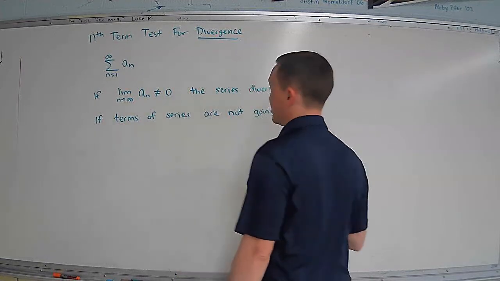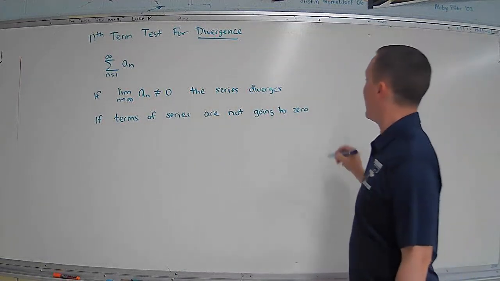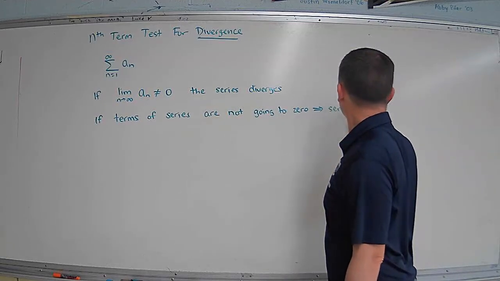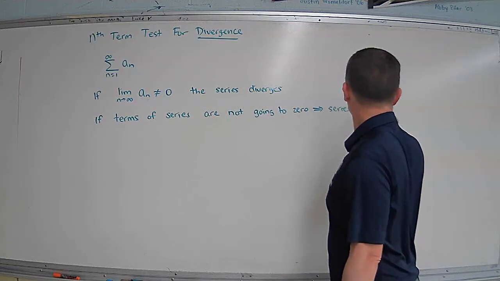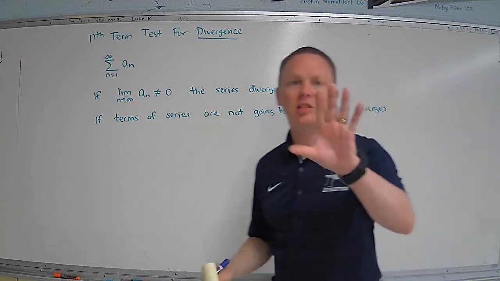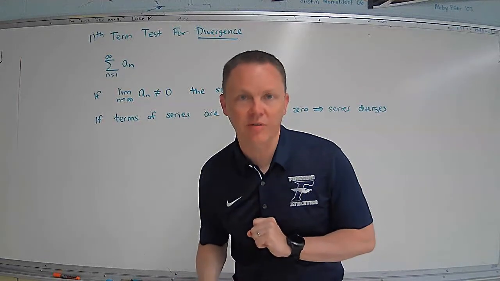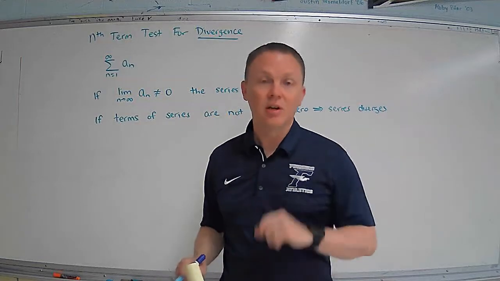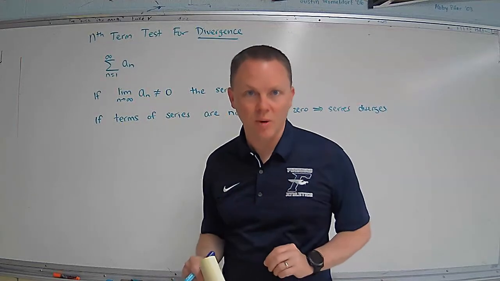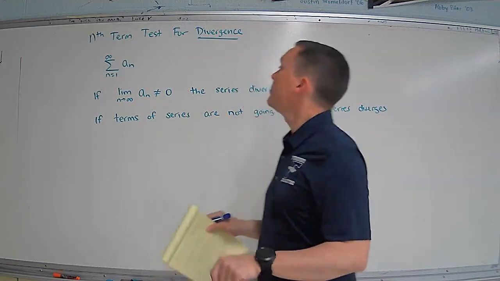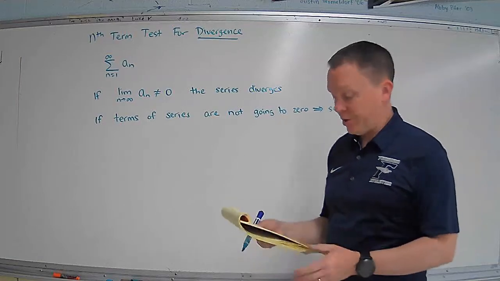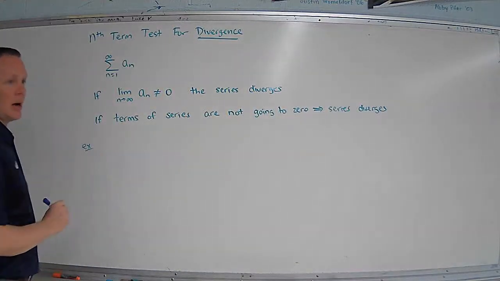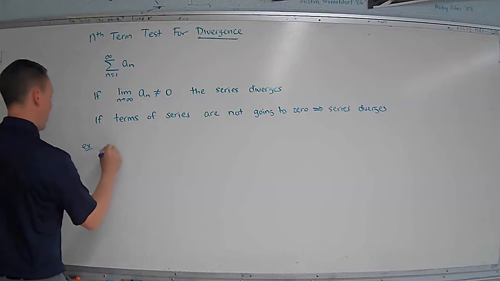So Cridge and Snyder just came in. The terms of the series are not going to 0. Series diverges. Okay? This test can only be used to say that a series diverges. You will never, ever say a series converges by the nth term test. If you do, you should be smacked. Okay? Not really. Okay, let's look at a couple examples here. Ready? Here we go.